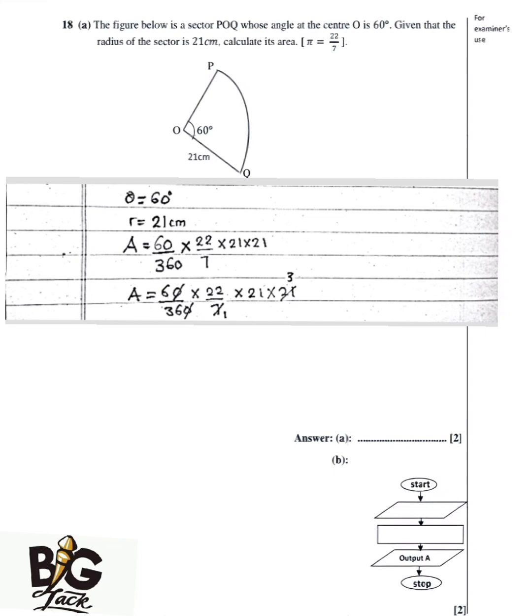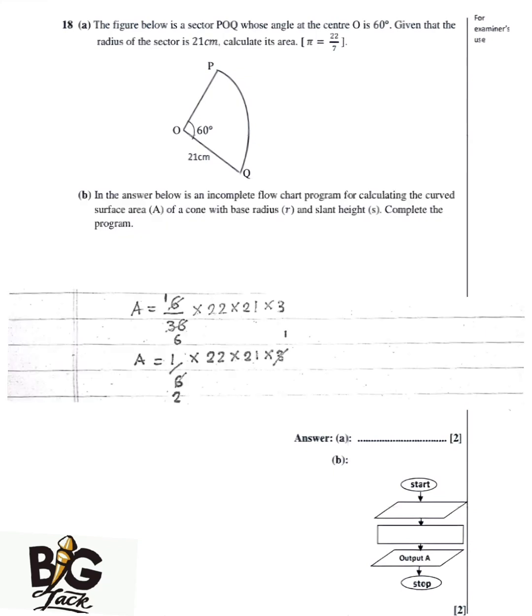So I'm going to say area is equal to 6/36 multiplied by 22 multiplied by 21 multiplied by 3. Then from there, 6 into 6 is 1. Then 6 into 36, I'm going to get 6. So let me also try to rewrite this one. So area is equal to 1/6 multiplied by 22 multiplied by 21 multiplied by 3.